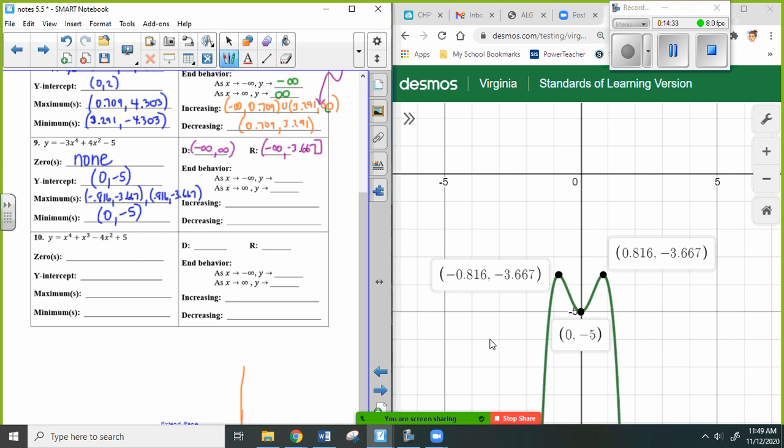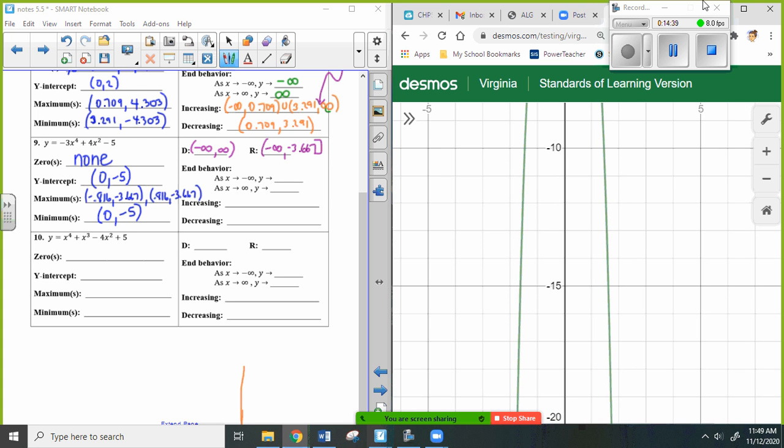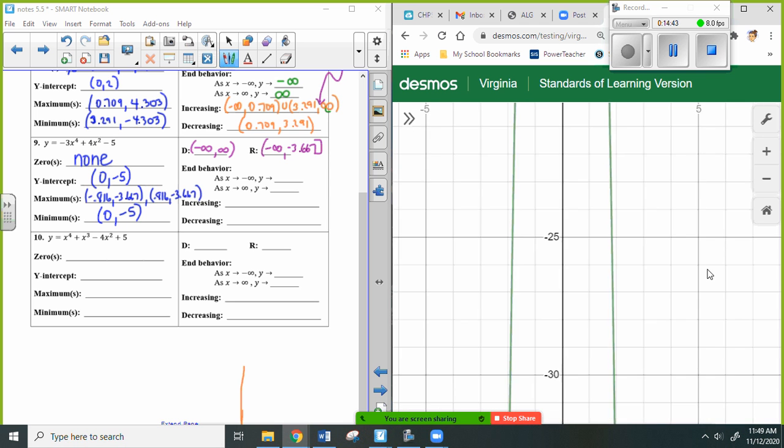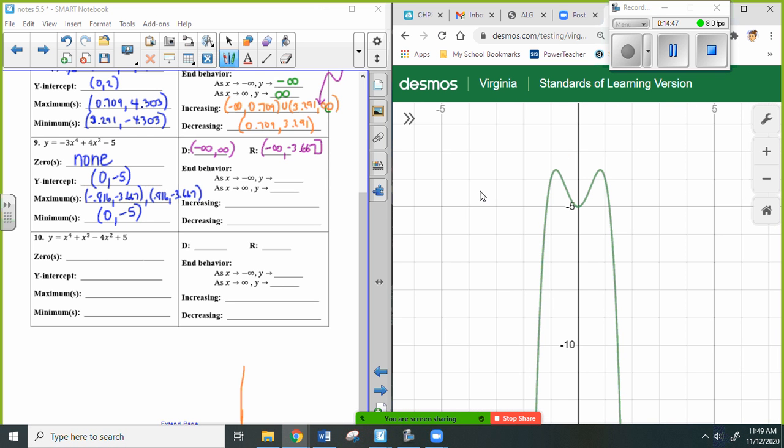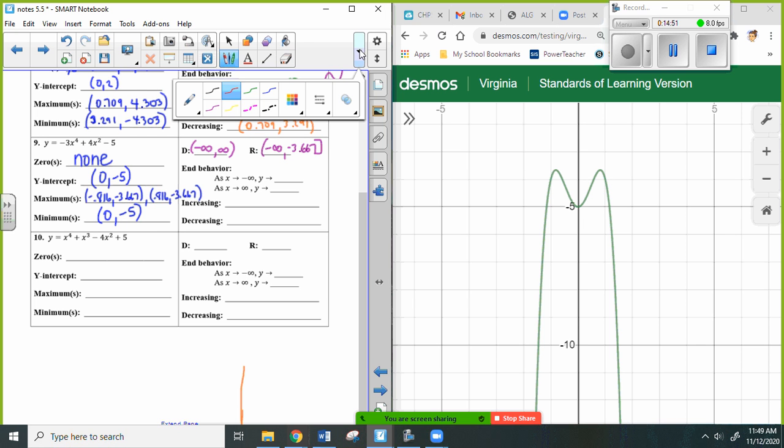All right, now for our end behavior, we're looking at the left and the right. They're both going down forever. Feel free to search on your Desmos. They definitely go down forever. So both of these should be negative infinity. Sorry, getting a little sloppy here.